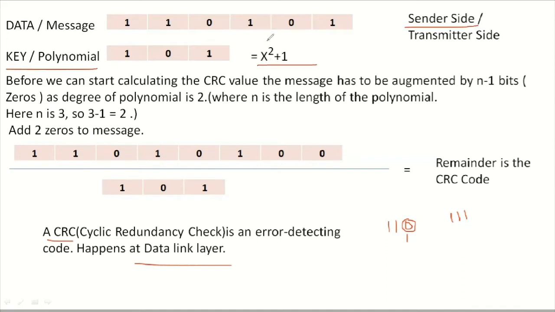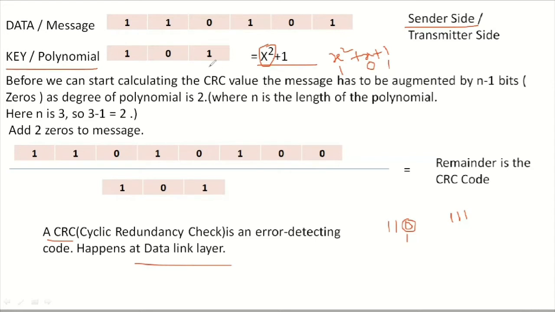Say for example, the polynomial is this. This polynomial can be written as x square plus x plus 1. Now since the polynomial has x square, in place of x square we'll be putting 1. There is no x, so we'll be putting a 0 here. There is a constant, so we'll be putting 1. So now the polynomial is 101.